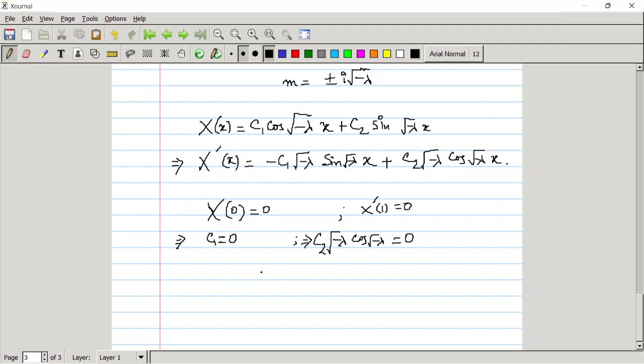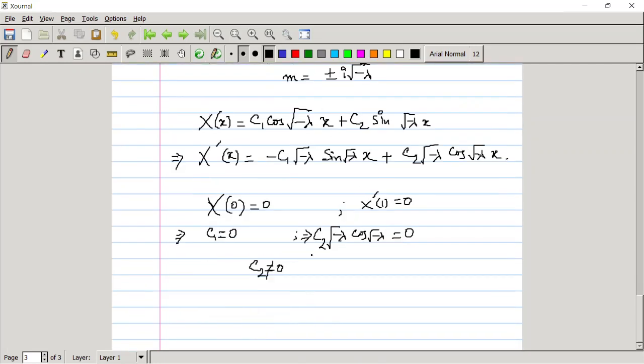Now can c2 be 0? Can you tell if c2 can be 0 or not? Lambda is negative, so lambda is non-zero. Any idea? C2 is non-zero, okay, because if c2 is equal to 0, I get x equal to 0, because I already got c1 equal to 0, right? So capital X equal to 0 I got. So c2 should be non-zero because we are interested in a non-zero solution. We are finding a non-zero solution, okay.